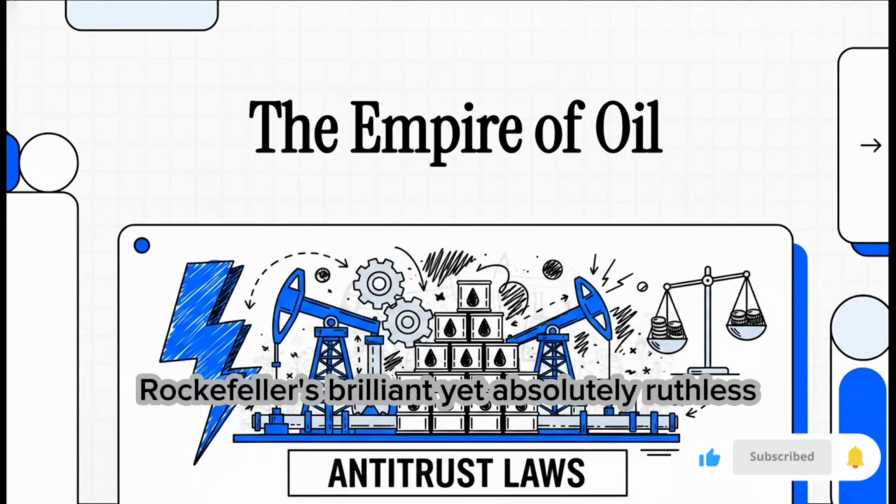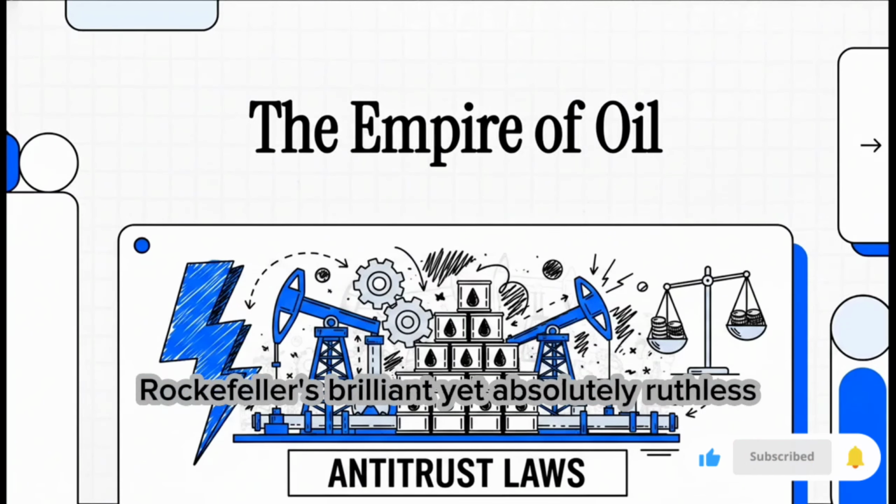All right, so here is our agenda for this explainer. First, we'll look at the chaotic oil boom, then move to the Cleveland massacre, check out mastering vertical integration, uncover his secret deals and rebates, examine the Standard Oil monopoly, and finally, explore the birth of antitrust.